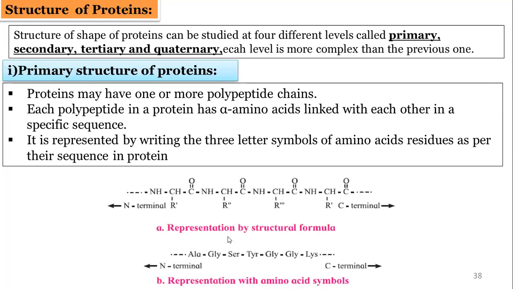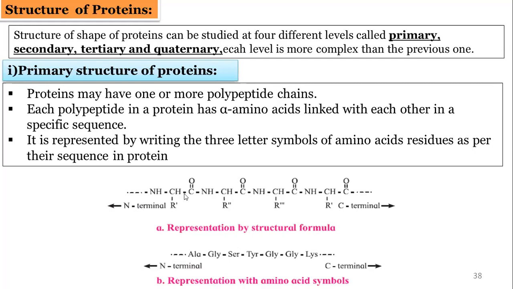So the structure below is a representation with amino acids. We can represent these amino acids by writing three letter symbols of the amino acid. See, ALA means alanine, glycine, then serine, tyrosine. So we can see the sequence here. So this sequence is repeated. The terminal on the left hand side is called the N terminal, and the terminal on the right hand side is called the C terminal.